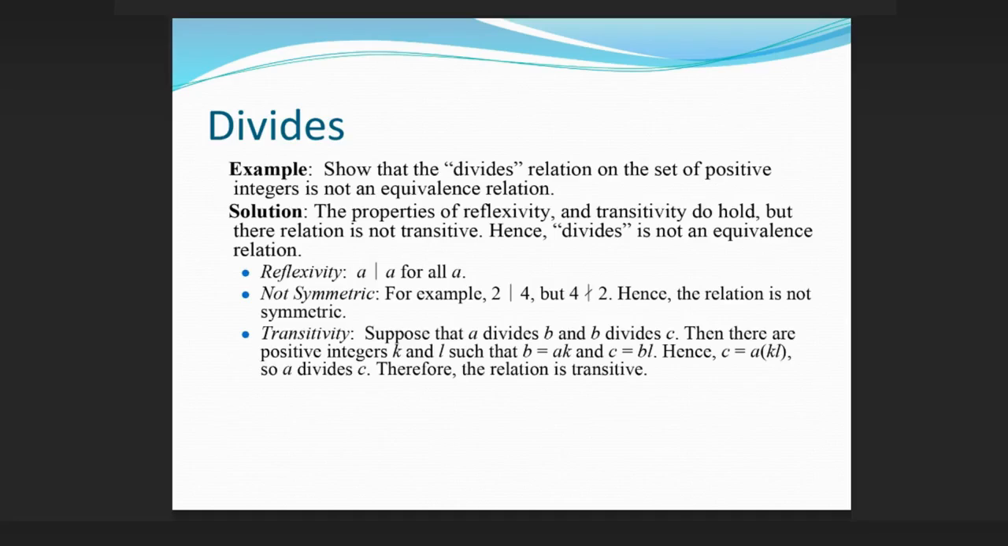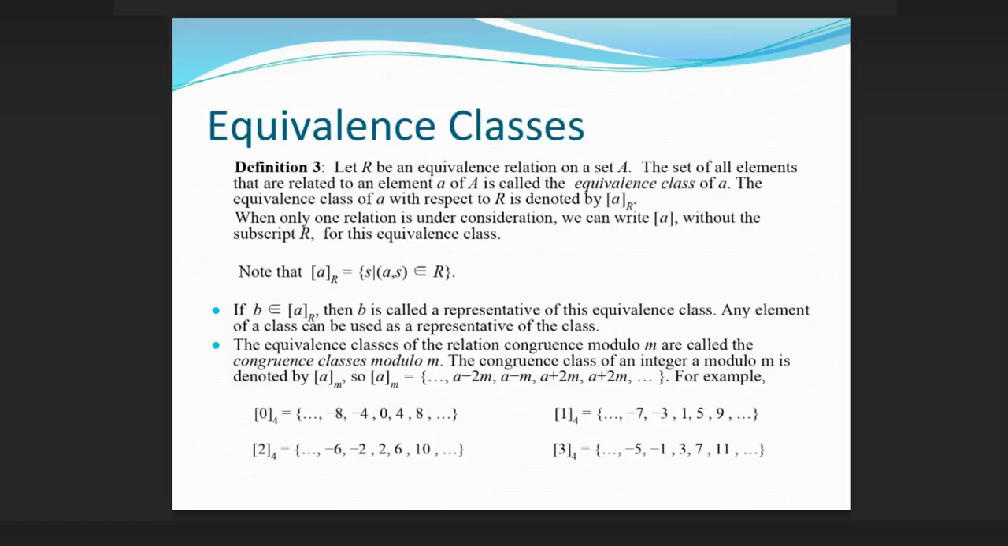Reflexivity: a | a for all a. Not symmetric, for example, 2 | 4, but 4 ∤ 2. Hence, the relation is not symmetric. Transitivity: suppose that a divides b and b divides c. Then there are positive integers k and l such that b = ak and c = bl. Hence, c = akl, so a divides c. Therefore, the relation is transitive.